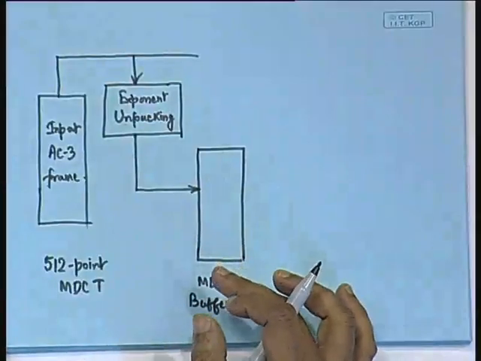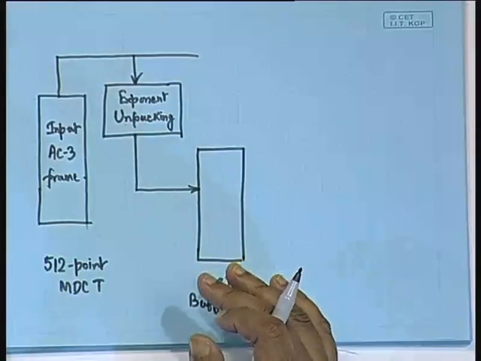In fact, in AC3, this 512 point MDCT can be switched into two 256 point MDCTs by what is called the switched bank technique. The switched bank technique is applied whenever any transient is detected in the audio frame. When any transient is detected, the 512 point MDCT will be split into two 256 point MDCTs. All I mean to say is that after the exponent unpacking, it goes into the MDCT buffer, and individually all these components indicate the corresponding frequency bands.